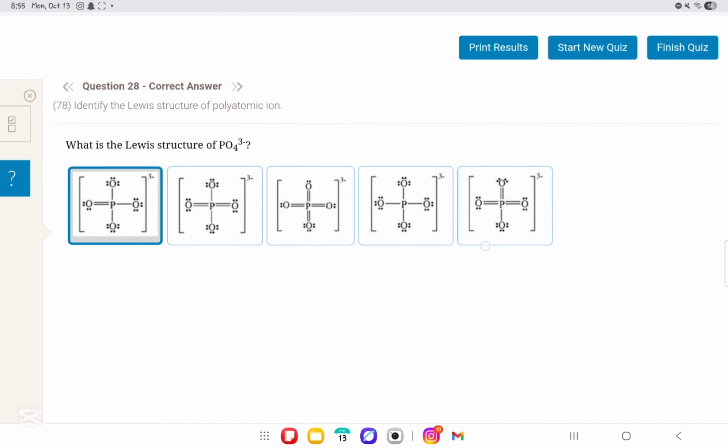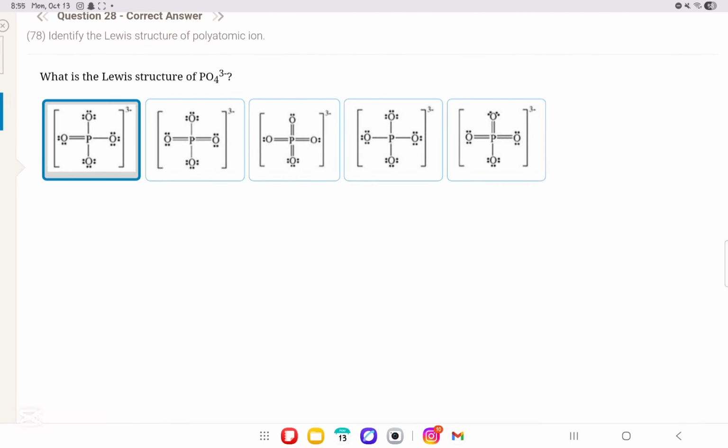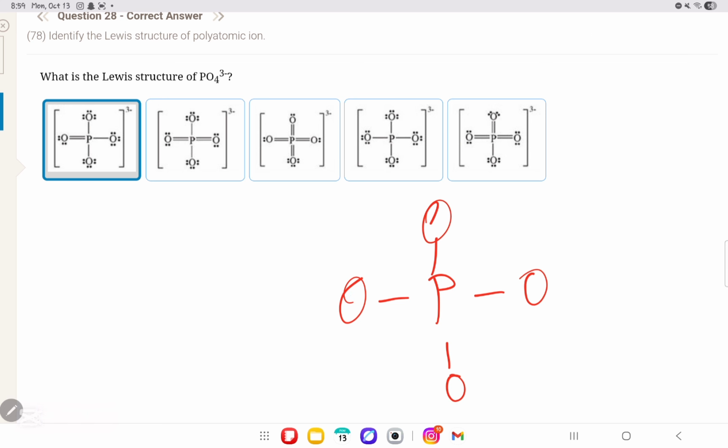What does it say? It says, what's the Lewis structure of PO4 3 minus? So let us start. PO4 3 minus, P. And it has, how many O's? It has 4 O's. Perfect. Now, we should know that PO4 3 minus, first of all, is a resonating structure. That means we can directly eliminate this and, we can directly eliminate that and this as well.